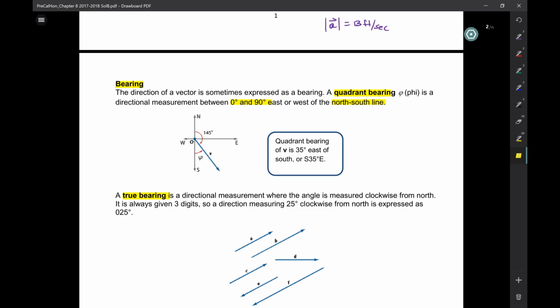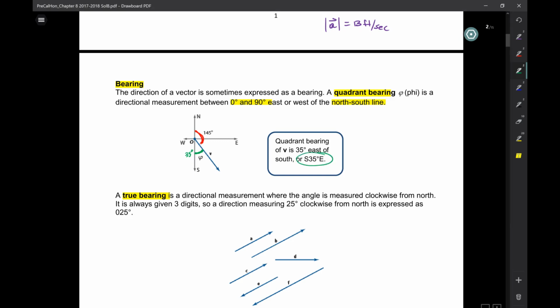All right. Here's my angle. I need to measure it from the north-south vertical line. If I measure it from the top, I get 145 degrees. That's no good because I need a number between 0 and 90, okay? So if this angle is 145 degrees and that's unusable to me, then I'm gonna use this one. How much is that one out of 180? 35. So that angle is 35 degrees, and they give it the symbol phi. It's 35 degrees from the south direction. Which way? East. So it's 35 degrees east of south, right?